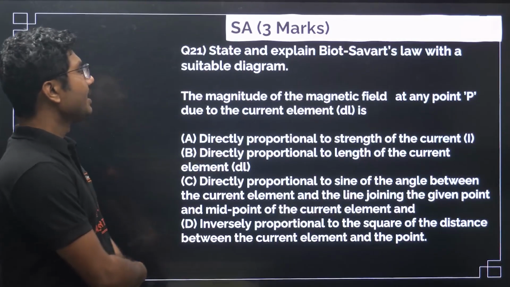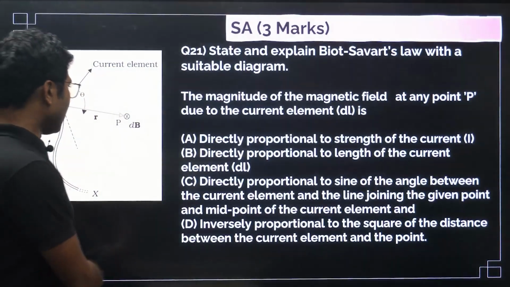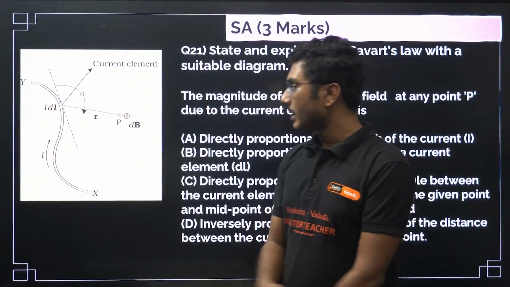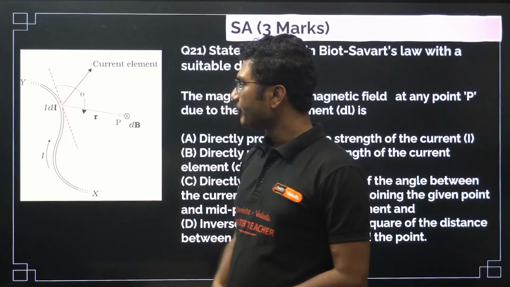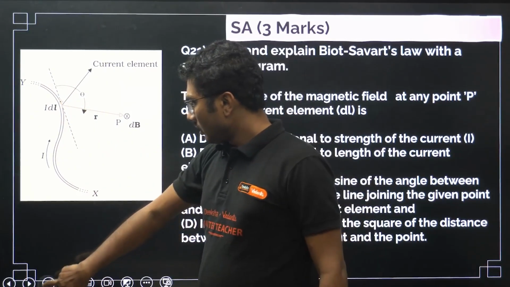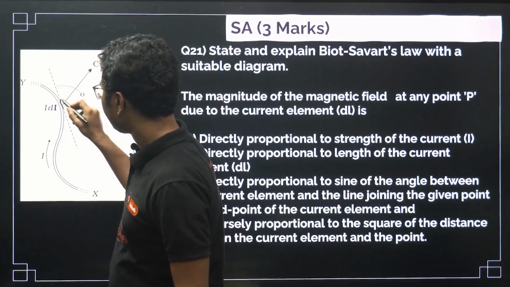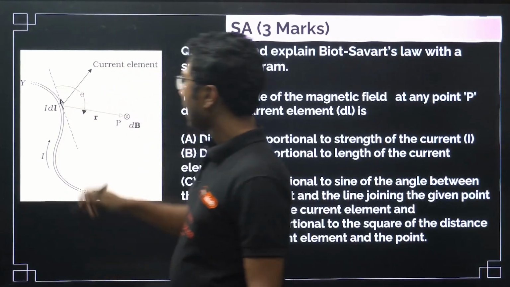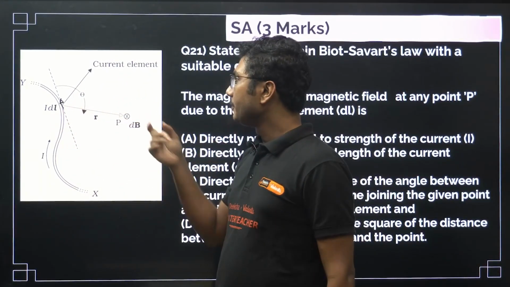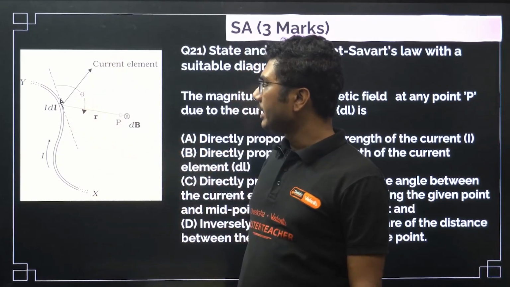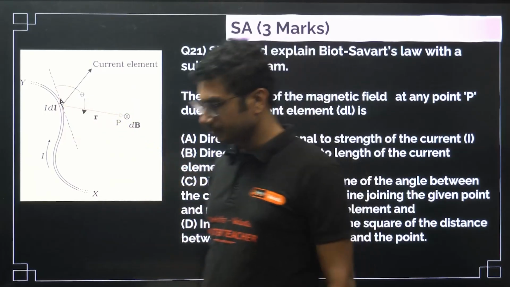Next question, state and explain Biot-Savart's law with a suitable diagram. So, this is the diagram, very common diagram, a current carrying wire, this is a current element I dl. If you see that there is a small arrow over here, and this is the point where you are measuring the magnetic field, and it is the direction of current element, and it makes an angle theta with the direction.